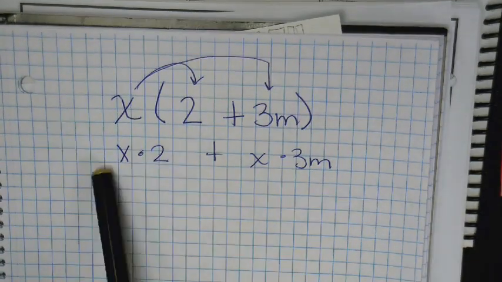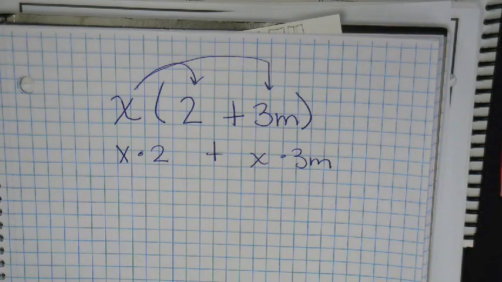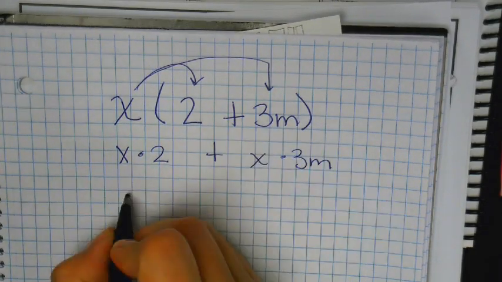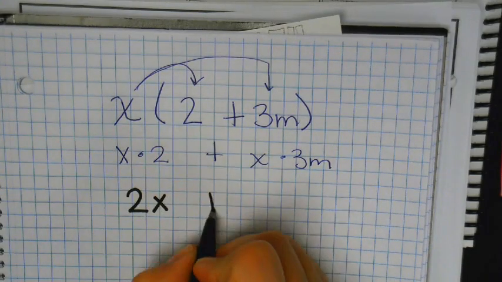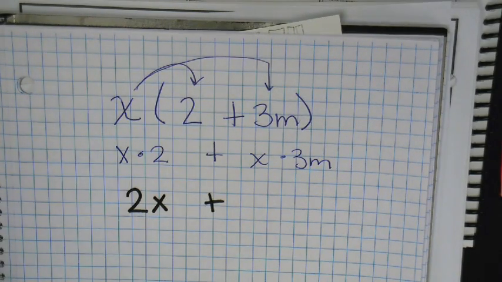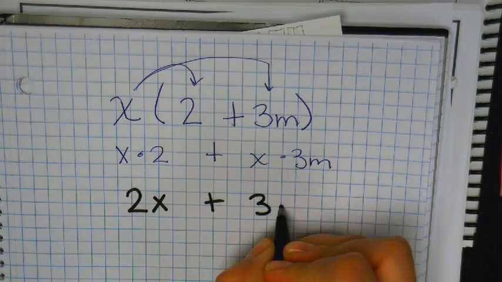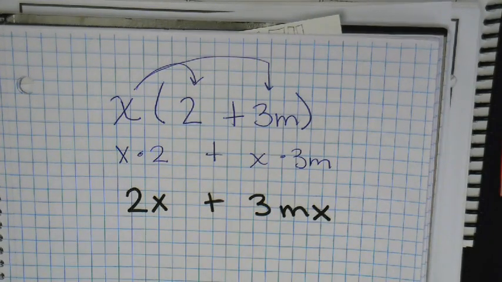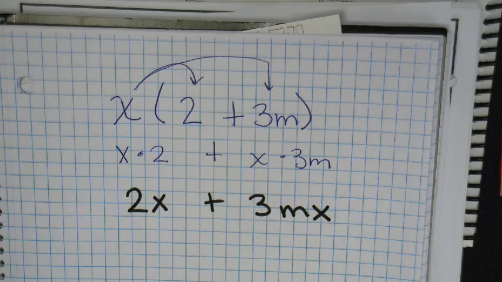So x times 2. What's x times 2? 2x. Good. You always put the number first. Very good. Plus, what are we thinking? 3xm, alphabetical order. Oh, 3mx. What? I thought you said we couldn't mix variables. You cannot add or subtract them, but you can multiply them and divide them.